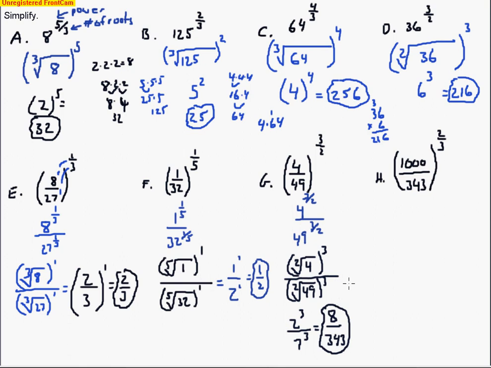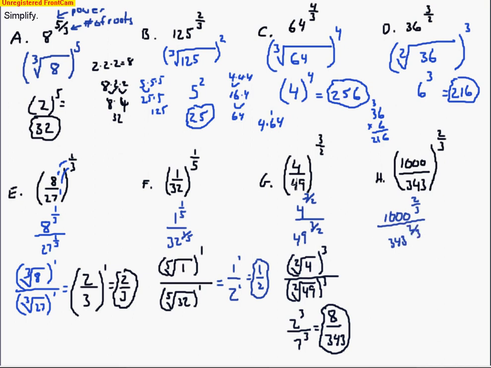8 over 343. Well, hey, we see another 343. I think I know what that answer is already without even doing the problem. Well, let's start with the 1,000, though. Again, you're bringing every number to the power on the outside of the parentheses. Same thing down below. 343 all to the 2/3 power.